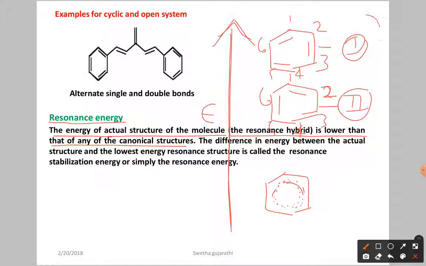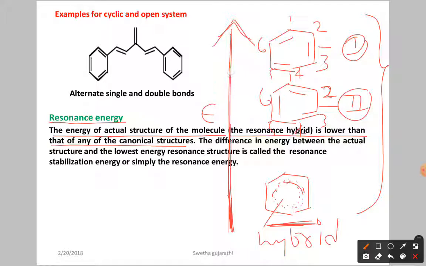Among these three structures, this indicates we have the lowest energy, nothing but the resonance hybrid. Hybrid means it is indicating all the structures in one structure. So this has the lower energy. Why? Because it is present lower in the increasing order of energy, so this has less energy. So the energy of the actual structure of the molecule, the resonance hybrid, is lower than that of any canonical structure. So here you can see it has less energy.